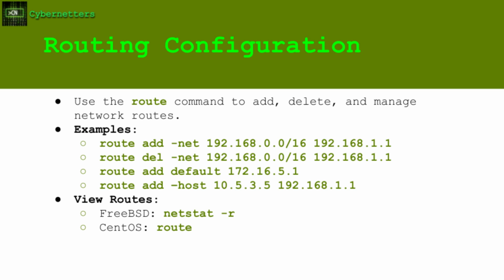Let's talk about routing. Your system needs to know how to send packets to different networks, and that's where the route command comes in. This is how we tell our system, hey, if you're trying to reach this network, go through this gateway.